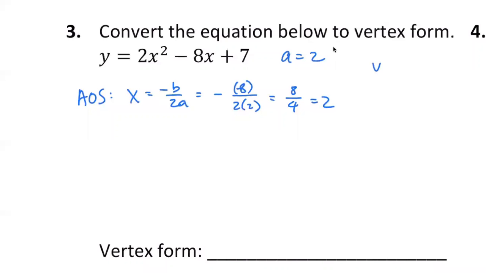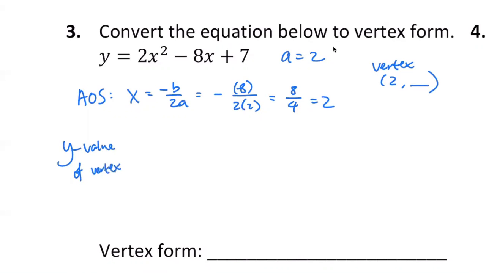So your vertex is going to be 2 comma something. And what would that something be? So we repeat the same process. Really good practice of utilizing the equation.